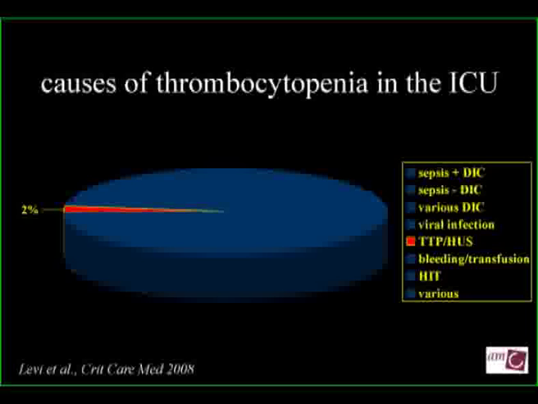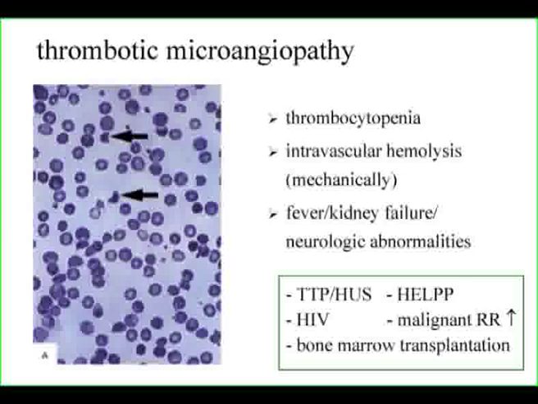Well, let's move to other causes of thrombocytopenia in the ICU. In a very low percentage of patients, there may be a very different reason for thrombocytopenia, and this is thrombotic microangiopathy. This is a very important diagnosis to make because it is a life-threatening condition. The diagnosis is often made very late, and there is specific treatment and specific diagnosis that may alter the clinical course of the patient dramatically.